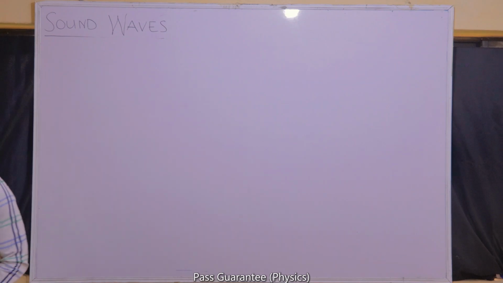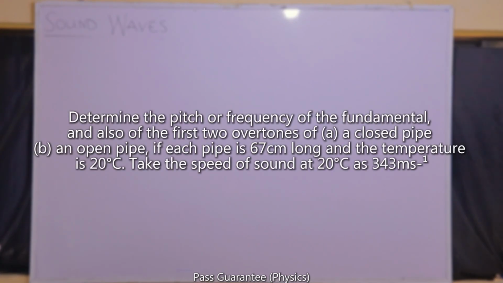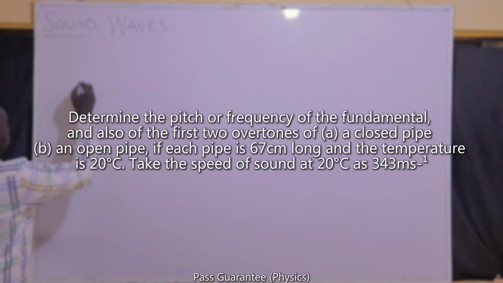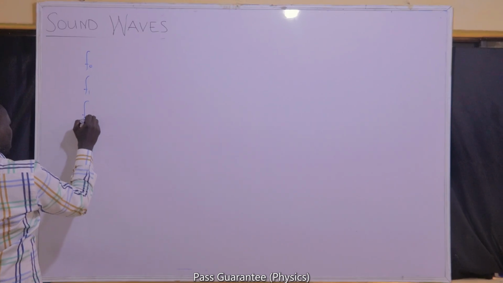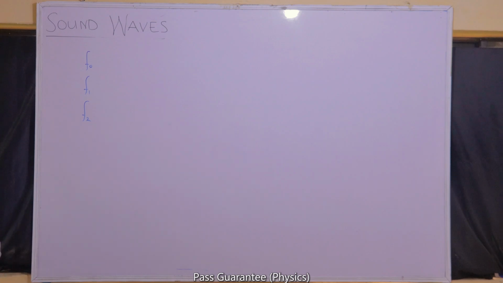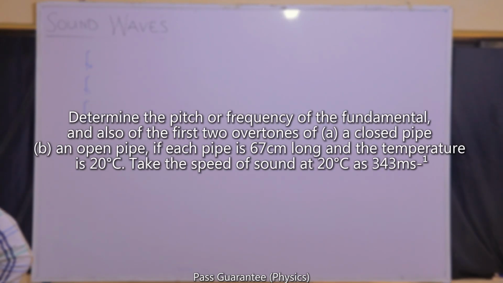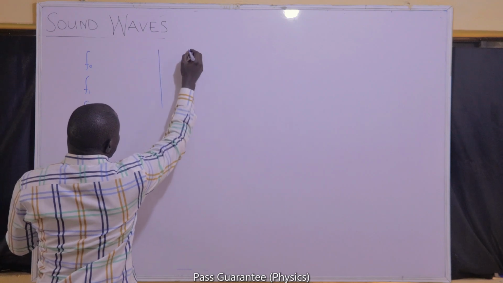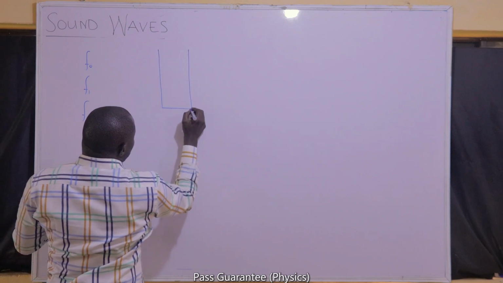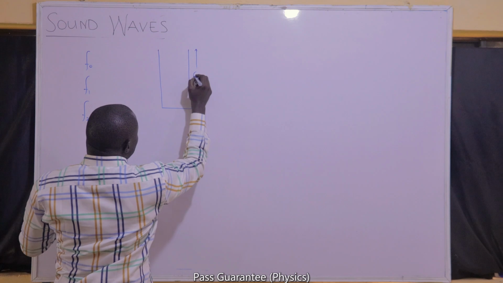In the third question, we are asked to determine the pitch or the frequency of the fundamental F naught and also the first two overtones F1 and F2 of a closed pipe, and B, an open pipe, if each pipe is 67 centimeters long. The closed pipe is 67 centimeters long.